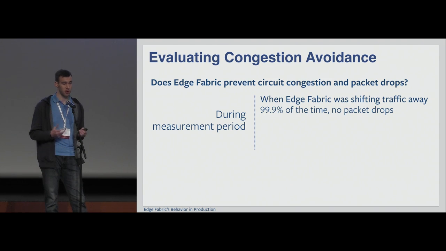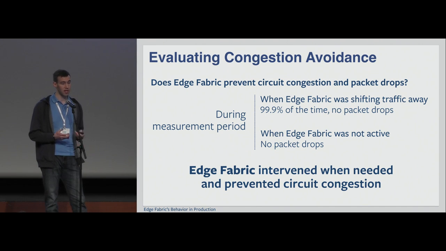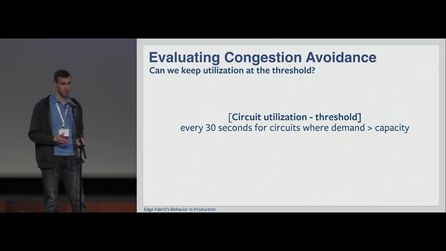What we did here is we measured across our network during that two-day measurement period. And what we found is when Edge Fabric is shifting traffic away, meaning that it believes that a link would be overloaded if it didn't intervene, 99.99% of the time, there were no packet drops on that link. Likewise, when Edge Fabric wasn't active, which means it wasn't shifting traffic away from a link, there were no packet drops. So this means that Edge Fabric intervened when needed, and it successfully prevented circuit congestion.